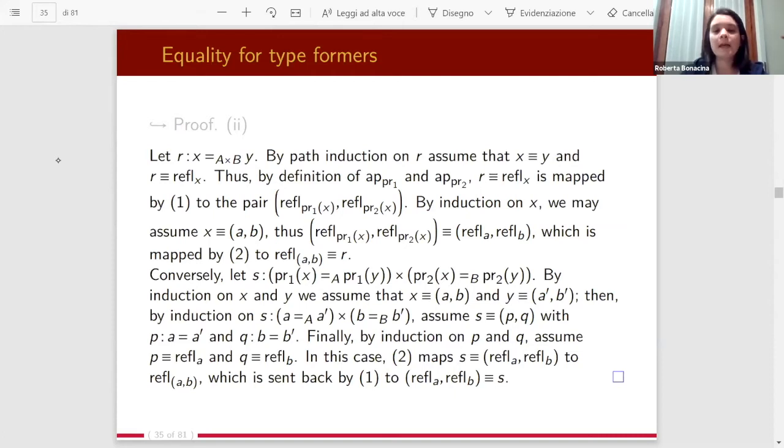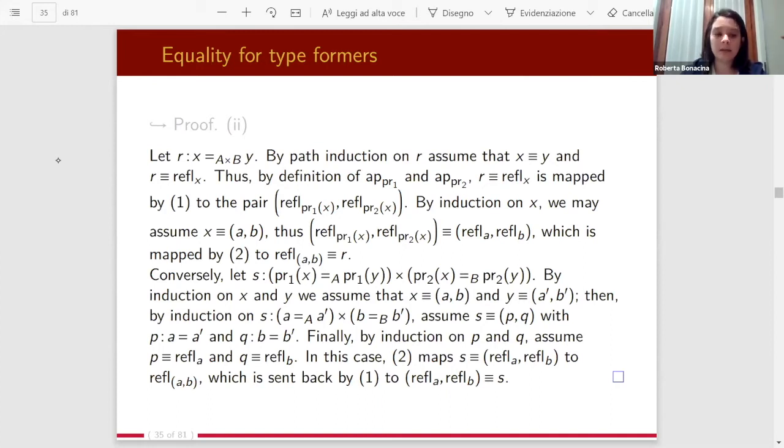But by induction on X, we can assume that it is the pair A and B. And so we have that R is actually mapped to the pair ref A and ref B, which is mapped by the second equation to the reflexivity on the pair A B, which is indeed R.